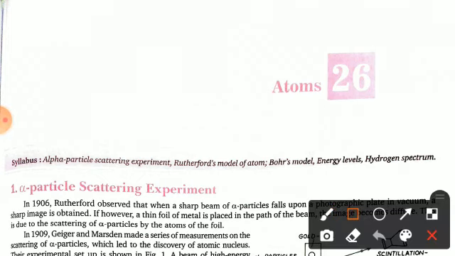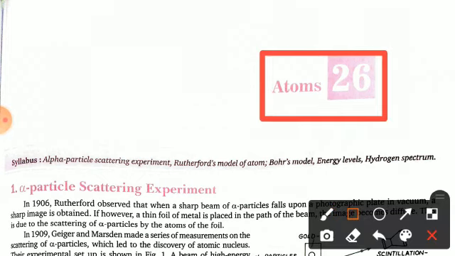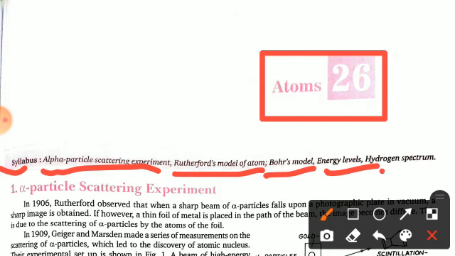I am going to present you chapter number 26, which is atoms. Before starting the chapter, just have a look at what we have to study. This is your syllabus. First, the alpha particle scattering experiment. After that, Rutherford model of atom, then Bohr's model, energy levels, and hydrogen spectrum.